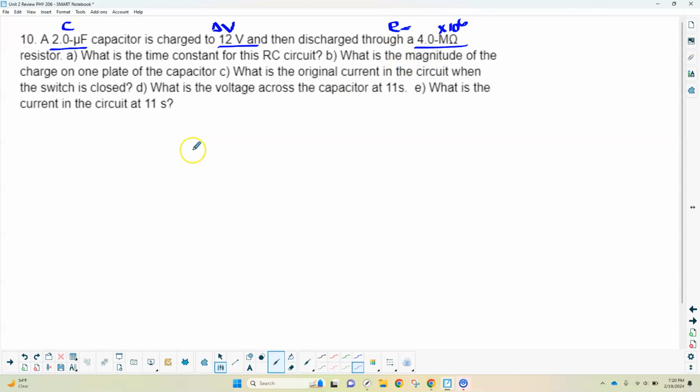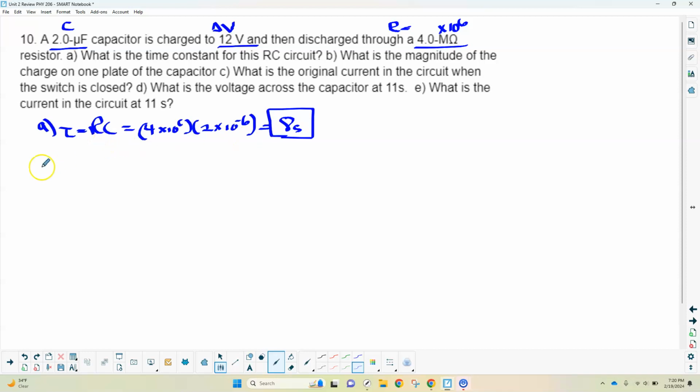Okay. So we're trying to find the time constant. The time constant is this Greek letter tau. So it's R times C. That's how you calculate it. So R is 4 times 10 to the 6th, or 4 million. And C is 2 microfarads, so that's 2 times 10 to the negative 6. When you multiply two numbers, the exponents just add. So it's positive 6 and negative 6, they just cancel. So it's really 4 times 2, which is 8. The time constant is measured in seconds. So 8 seconds is the time constant that the capacitor discharges at or charges at.